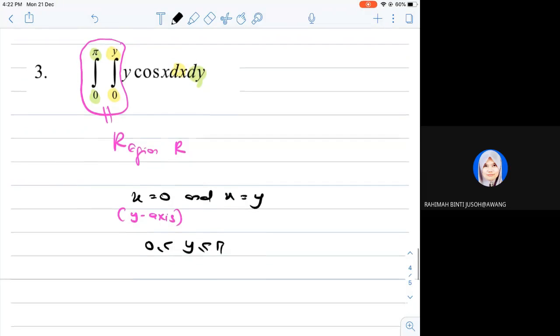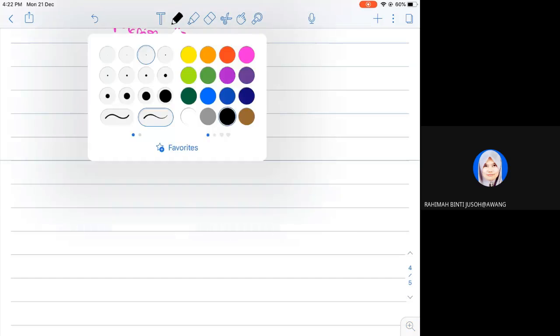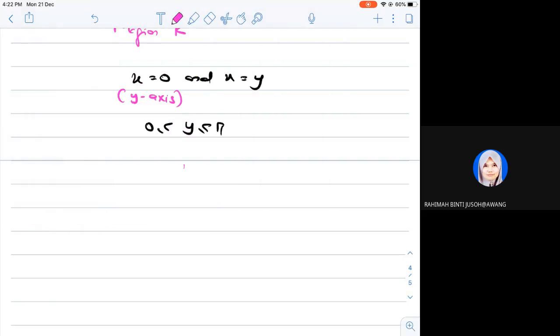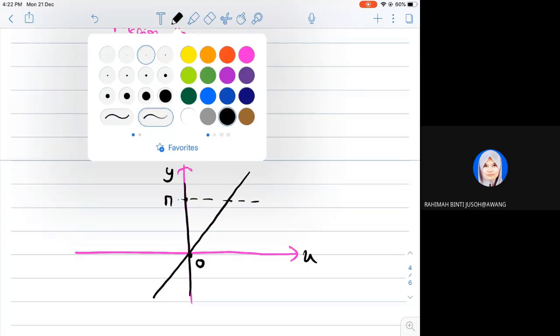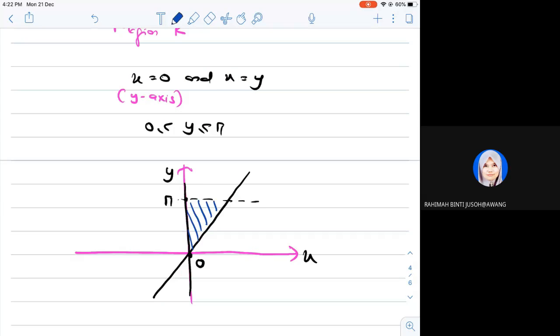Okay, so let us sketch the region. X and y. Okay, so x equals to 0, of course y exists. So let's say we have this line. And then we have x equals to y, just a straight line here. And then y equals to 0, this is a point. And then y equals to pi, let's say pi here. So now the region should be this. Okay, this is your region R.